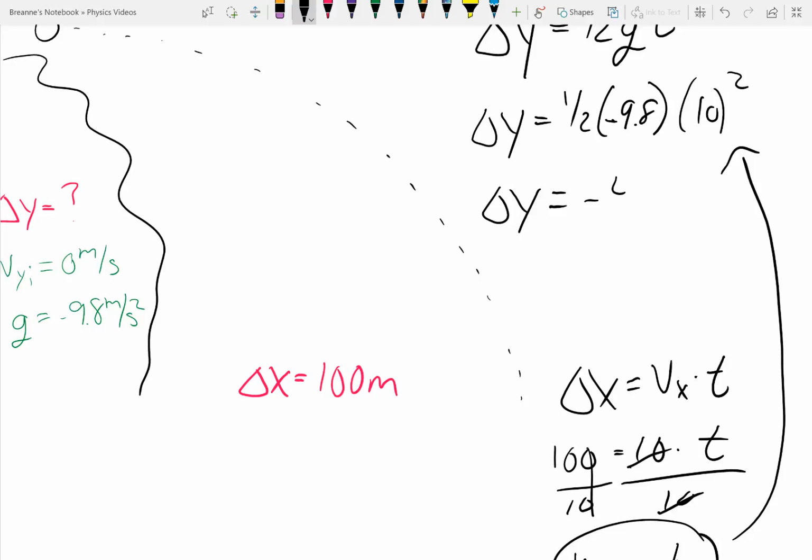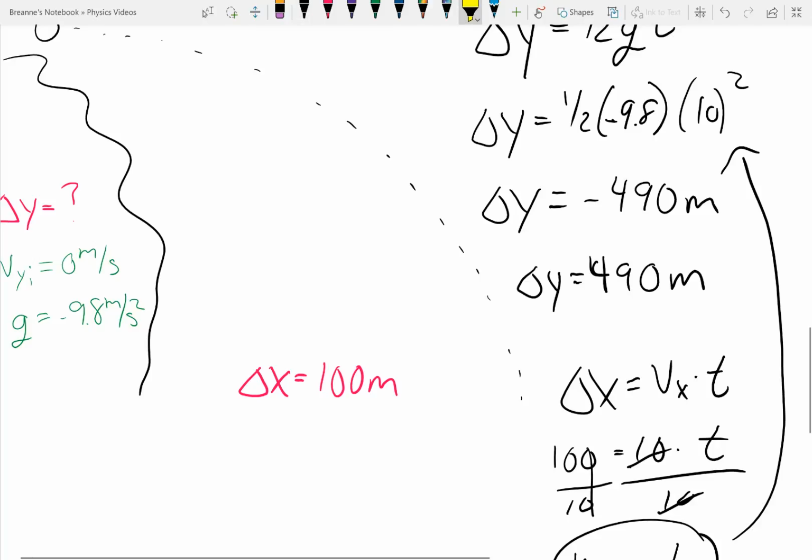The height has to be negative 490 meters. Now, that negative just tells you the direction. So to reach the bottom, it has to go down. So if it's asking for height, you technically could just leave it as 490. But just know that when the ball falls, it's going in the negative direction. And that is our answer.